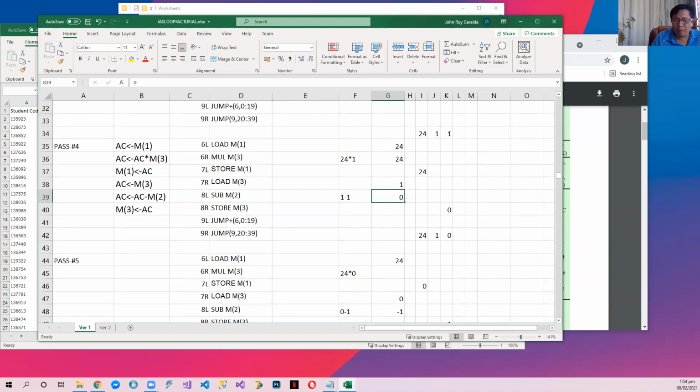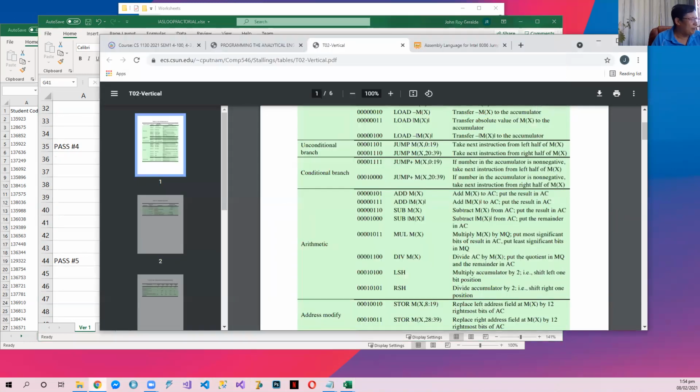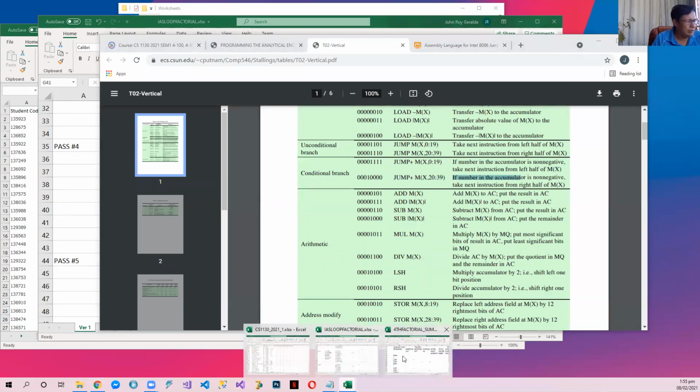Now, jump plus will only jump if the next value is non-negative. Jump if not negative, which means that it will jump if the value is 0 or upwards. Because 0 is included as positive, since jump plus is jump if the value is not negative. It's not jump if positive, no? The next instruction, here it is. Now, if the number in the accumulator is non-negative, jump to the left of the specified instruction. If the number, jump to the right. So if you look at this, there's the issue here.